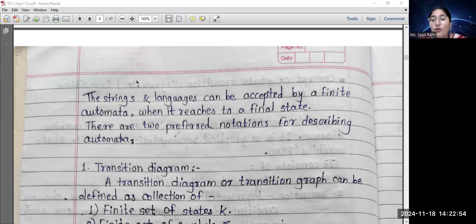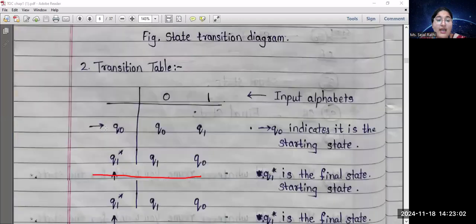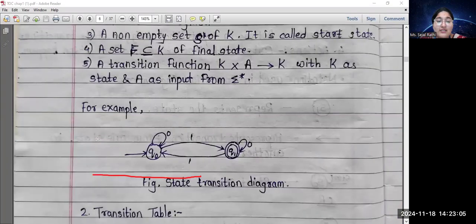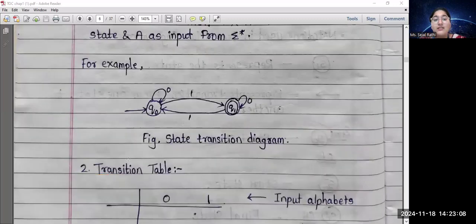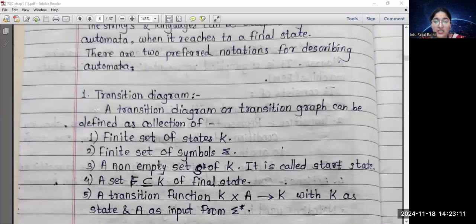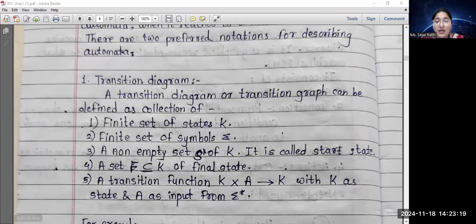There are two preferred notations for describing automata. The first one is the transition diagram, and the second one is the transition table. A transition diagram or transition graph can be defined as a collection of, so we already learned about tuples, the same concept we are applying here. The first one is a finite set of states, that is Q, correct?